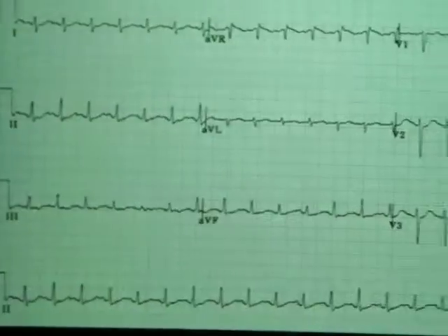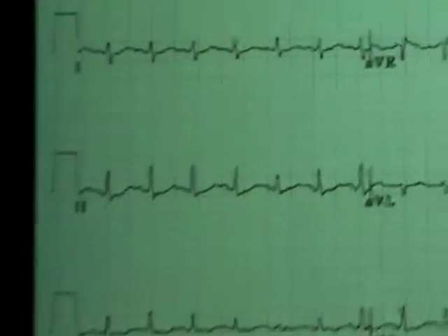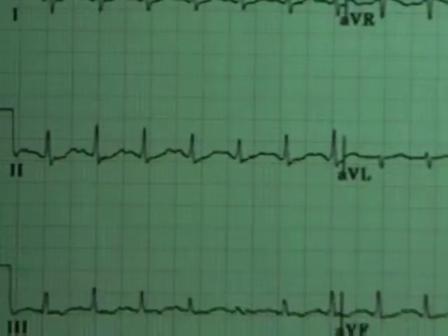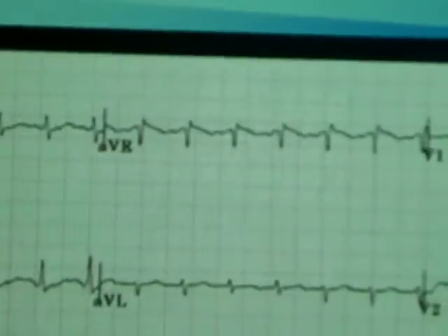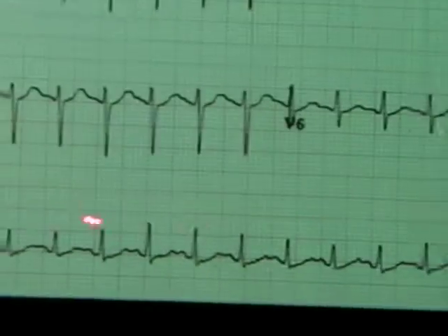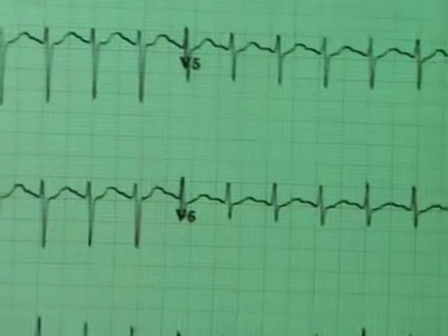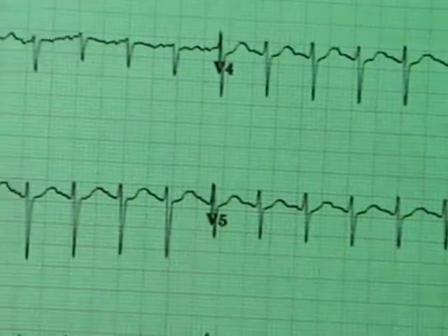Now, let's start with a simpler ECG. Does anyone volunteer what would be the diagnosis? You can see that almost all of the QRS are preceded by a P-wave, and the rate is about 150. It's quite regular, so most likely this is sinus tachycardia.